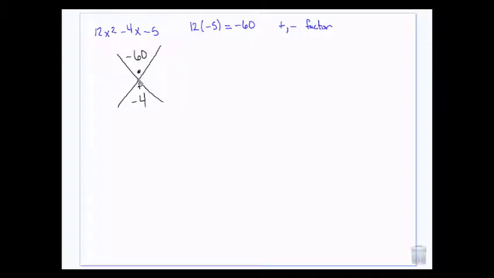So they're going to have a difference of 4. So 60 is 2 times 30, 4 times 15, 12 times 5, 6 times 10. 6 and 10 have a difference of 4, right? So -10, +6 to get that -4.